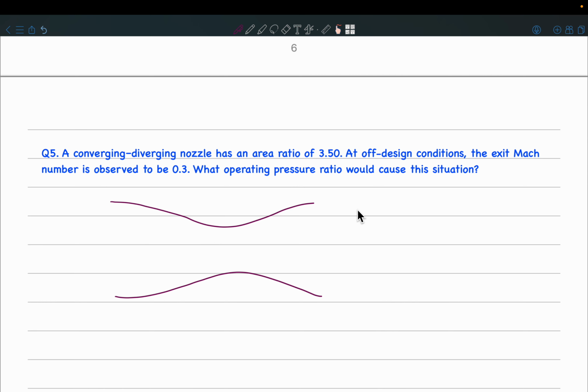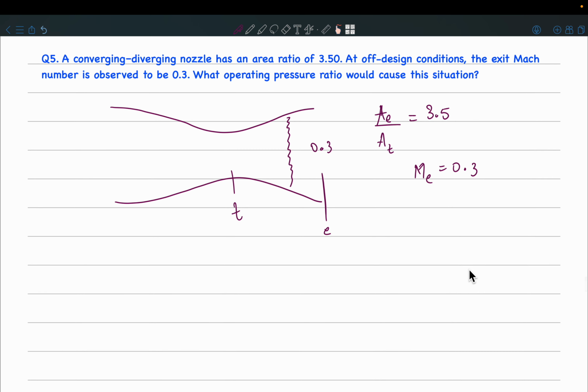Let's call this the exit and this is my throat. So AE by AT is given to me, which is 3.5. Let's say somewhere there is a shock and I don't know the location, and the exit Mach number is 0.3. So I can say this Mach number is ME, which is 0.3.